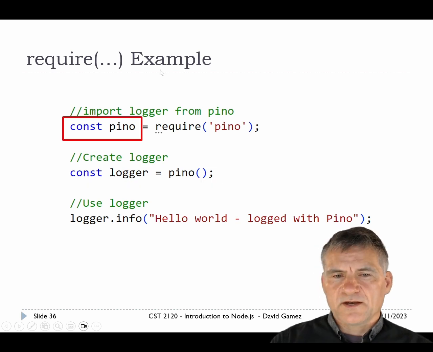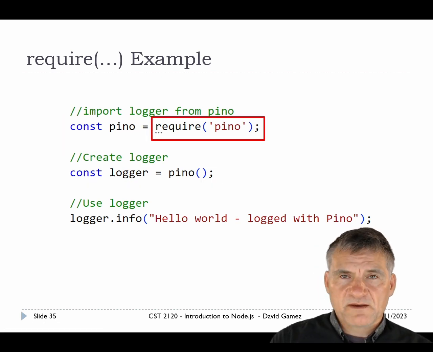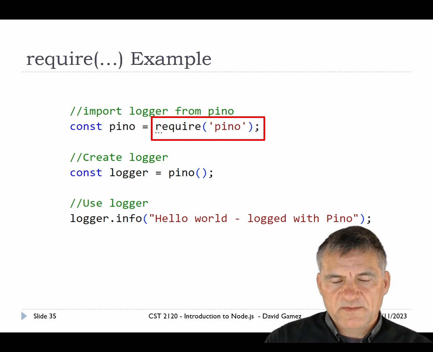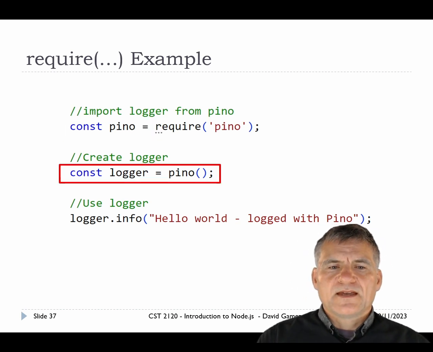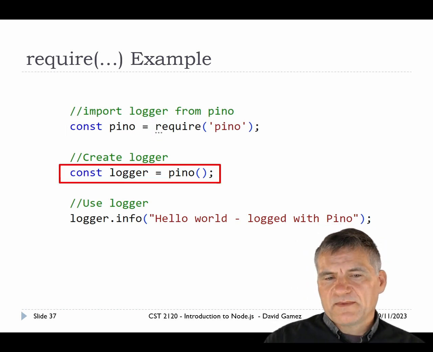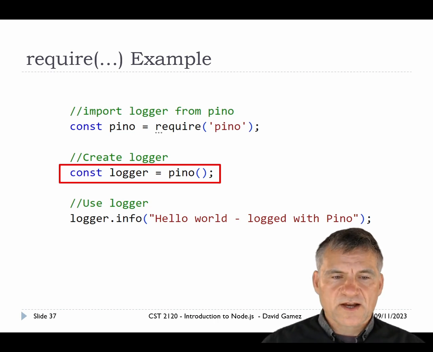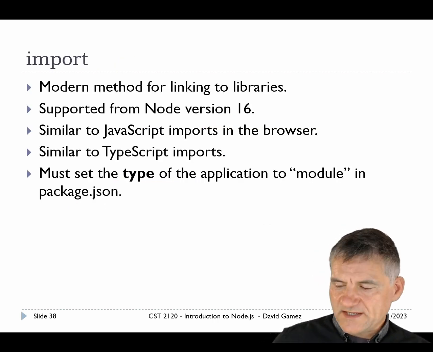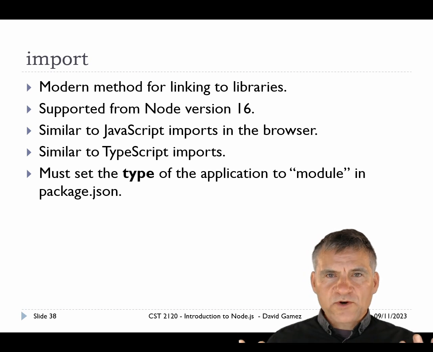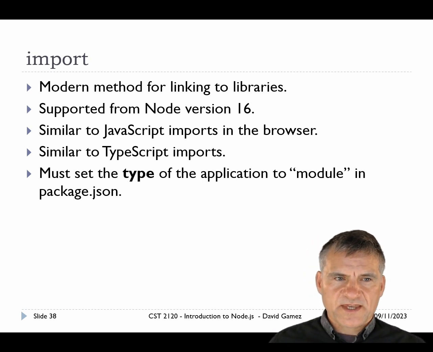Okay, so it's basically returning something, could be a class, could be a function, could be a variable. Then when I'm using that in my code, in this case to create a logger, I can then use that logger for lots of different things, yeah? So that's the old code, and you'll see a lot of Node examples that use the old code.